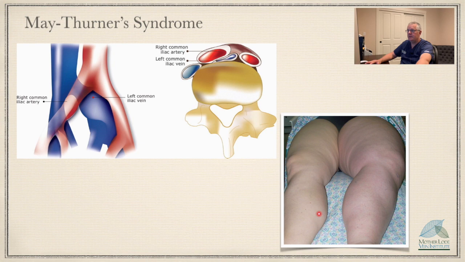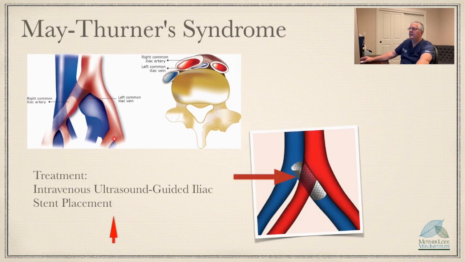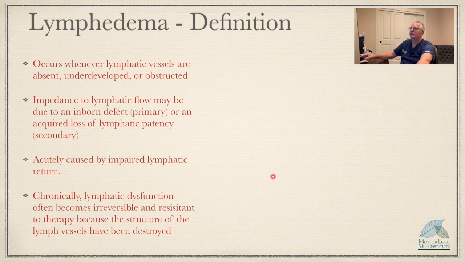That can be treated if diagnosed. It's a hard thing to diagnose because ultrasound doesn't show this area very well, but there are ways we can diagnose this condition, and it's treated by putting a stent into this vein to open it up and prevent obstruction from that artery pushing on the vein.